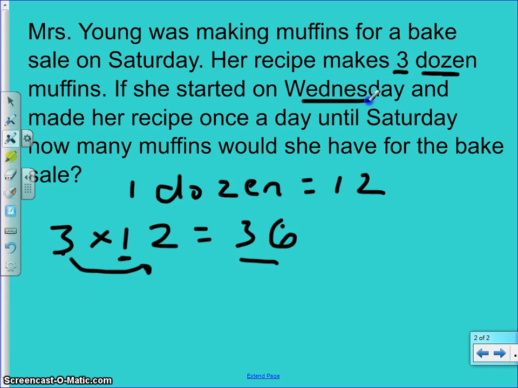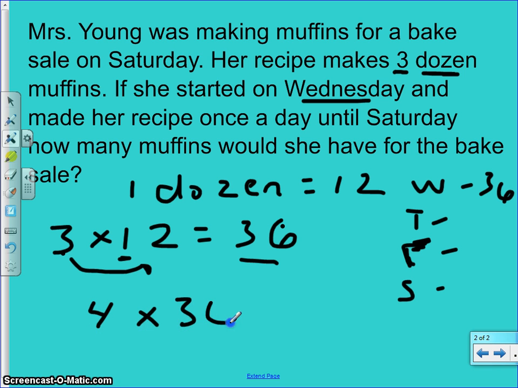And she starts on Wednesday, so now I need to know the days of the week. So I have Wednesday, Thursday, Friday, and this is where it can get confusing. It says she made her recipe once a day until Saturday. So let's pretend she also made it on Saturday. If you didn't, that's okay. But she did it Wednesday, Thursday, Friday, and Saturday. So that's 4 days. So if she makes 36 muffins for 4 days, it would be 4 times 36. And that's going to give me the total amount of muffins that she makes.